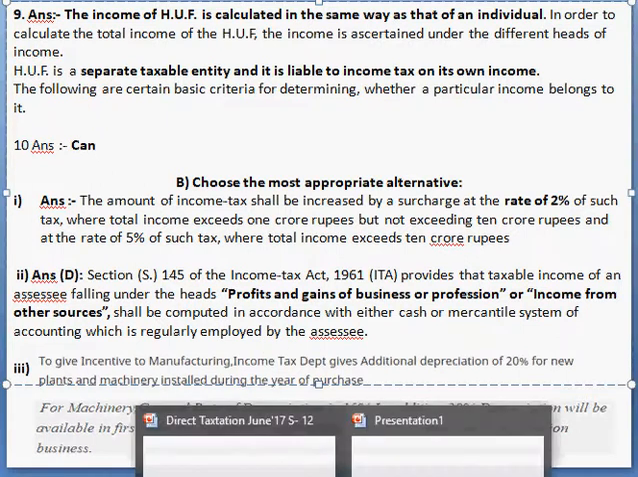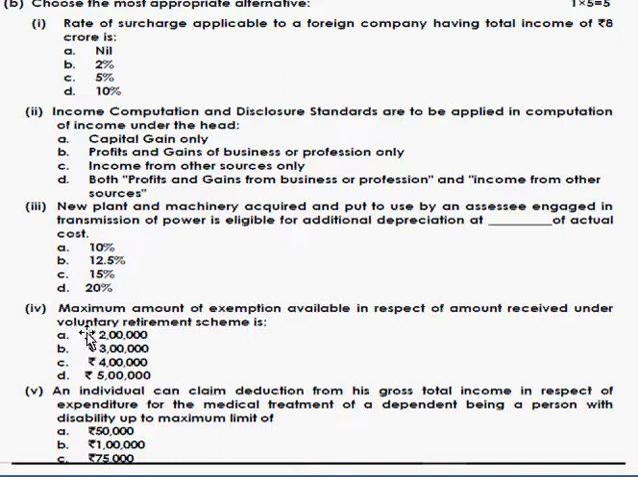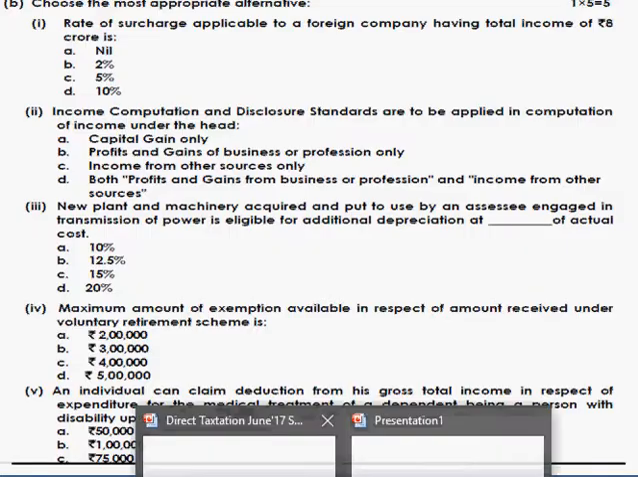Now let's see the next question. New plant and machinery acquired and put to use by an undertaking engaged in transmission of power is eligible for additional depreciation of what percent of actual cost? So guys, the answer is 20% of actual cost as additional depreciation on plant and machinery.